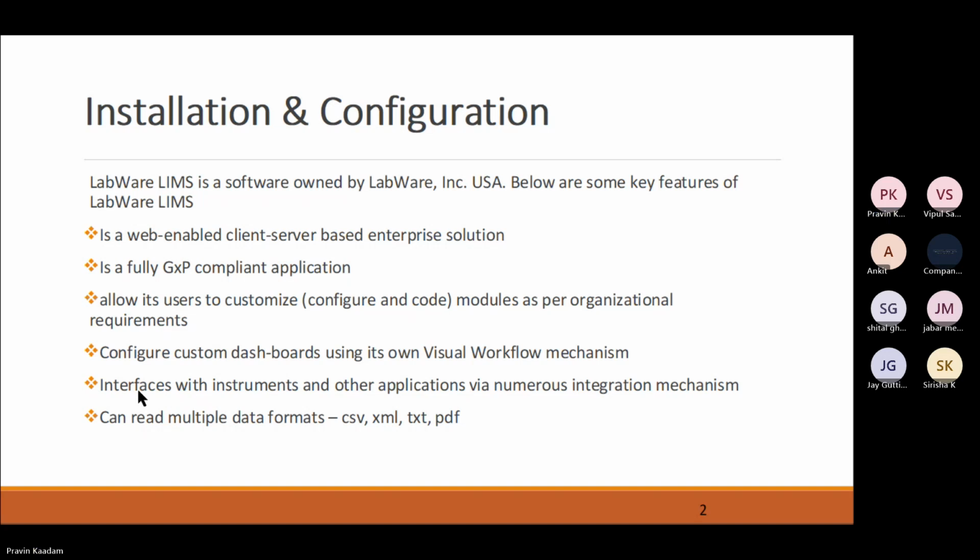And Labware LIMS can read different types of data. It can read a CSV file, it can read XML data, it can read normal text files, or simply it can read a PDF document. Basically, in laboratories there are a lot of reports generated in the form of PDF. This PDF you can dump into the Labware application and it will read the required results from these PDF documents.